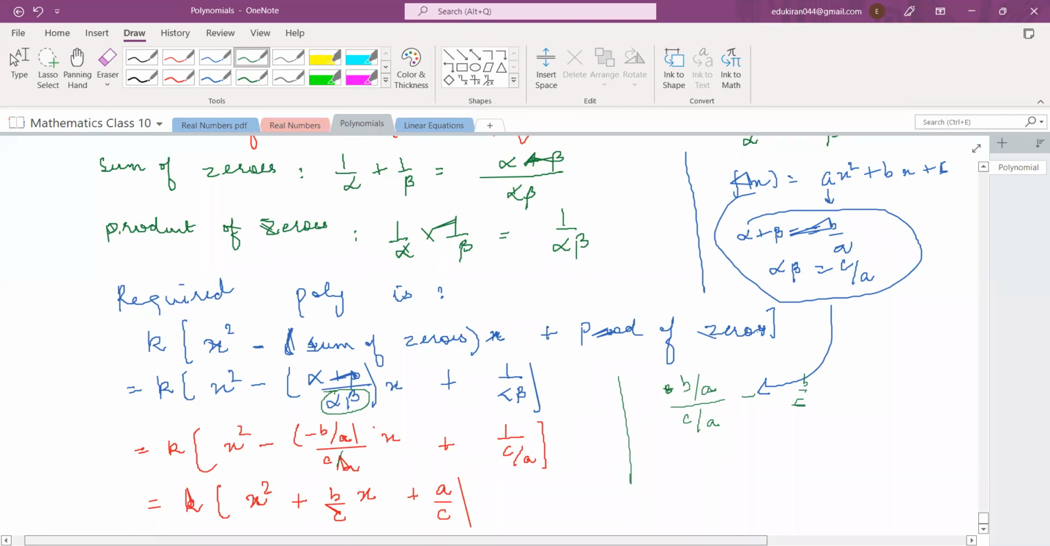I gave you an idea of what kind of questions can be formulated depending upon the simple concept which you have learned, that is sum of zeros and product of the zeros. In some revision classes, we will also look at some previous board question papers, and that will also give us an idea of what kind of questions can be asked from this chapter.